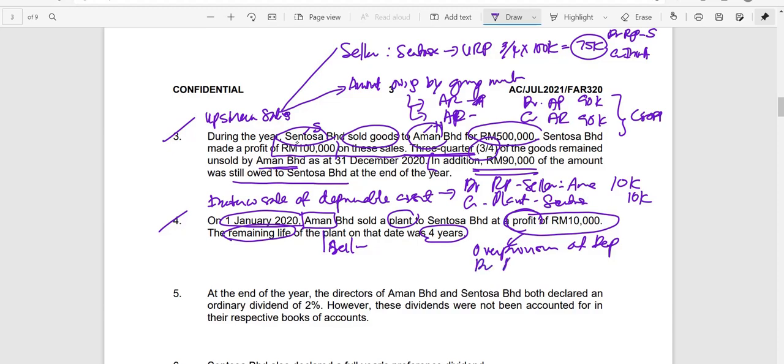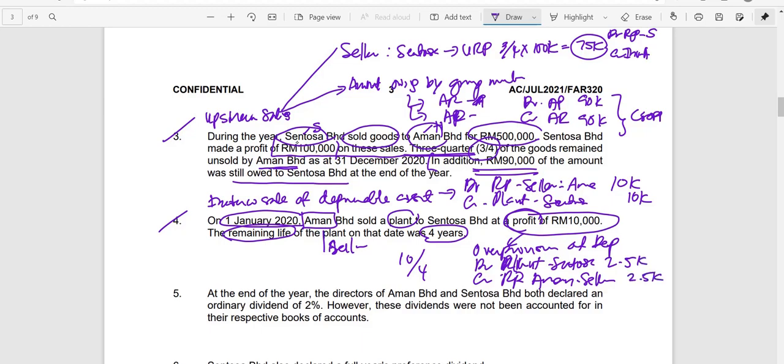How much? Debit retained profit. Sorry, this was an over provision, so we will not debit retained profit. We'll go and debit the plant. We need to go and decrease the depreciation in the retained profit of Aman. Aman is the seller. Aman, the seller. And that one would be, we do the working here, 10 divided by 4, which will give you 2.5 and 2.5, right?